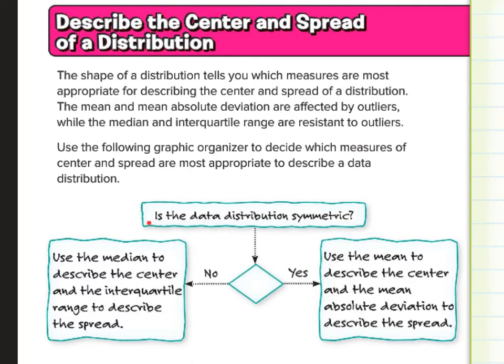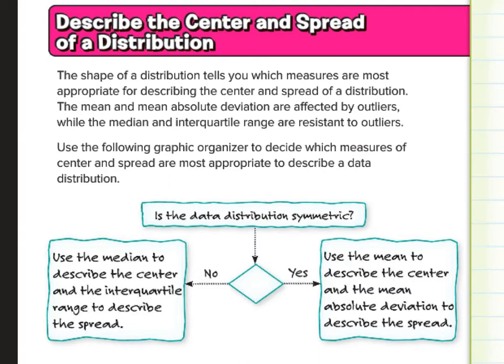So here, in the middle, we have: is the data distribution symmetric? So we first have to ask ourselves, is the data distribution symmetric? Meaning, is it an even spread with a cluster and a peak in the middle, right? So if it's not symmetric, then we use the median to describe the center and the interquartile range to describe the spread. Where we choose what our first quartile is, the median, and the third quartile, right?